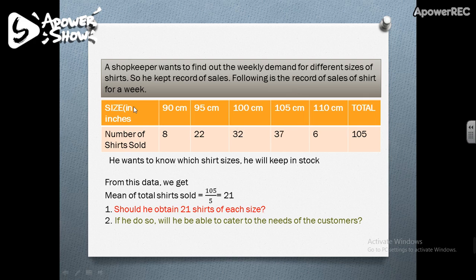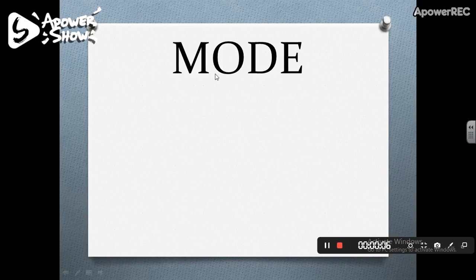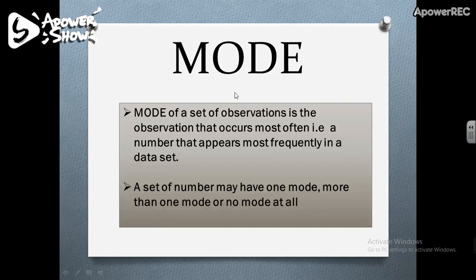In this way, we learn that here the mean is not the correct representative value for this given set of observations. So for this we need another representative value, and that representative value is mode. Now let's see what a mode is and how we calculate the mode of a given set of observations.